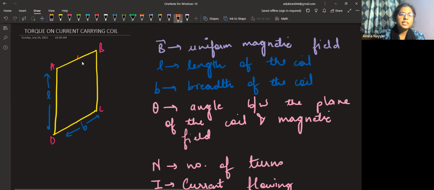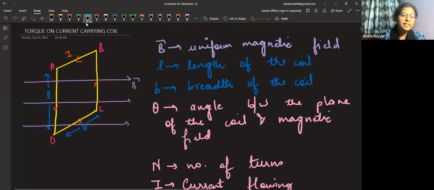So here, the current that is moving is I in the coil. One more thing: a magnetic field is there. B is the magnetic field lines. And the angle that the magnetic field lines and the plane of the coil are making is theta.